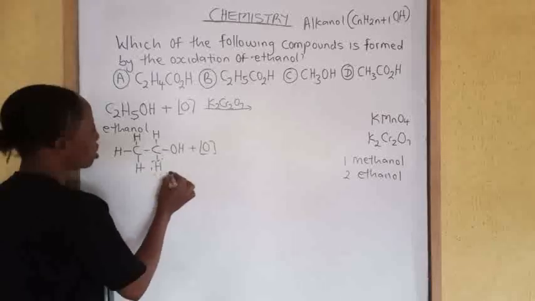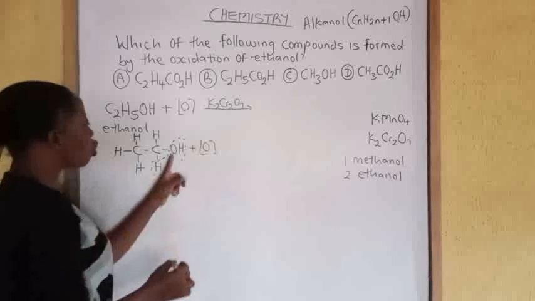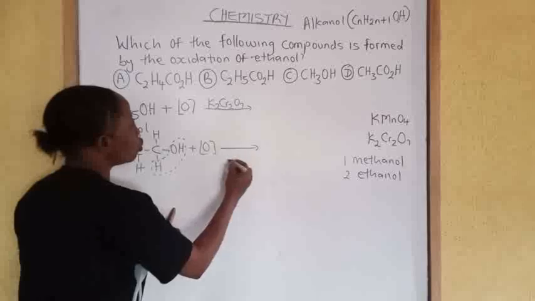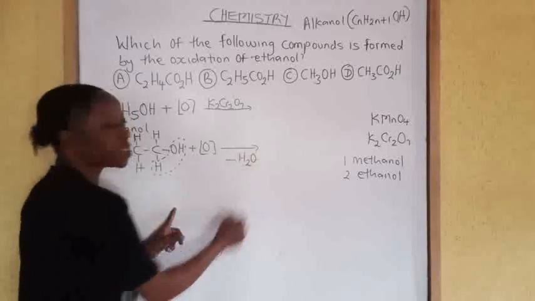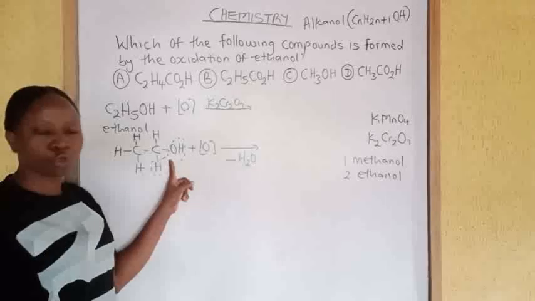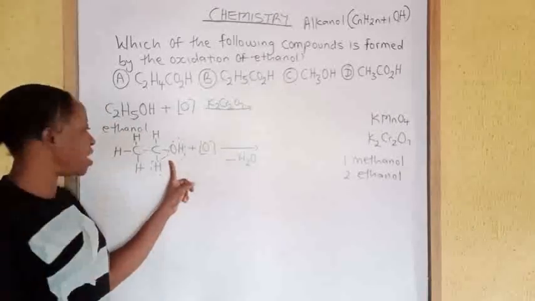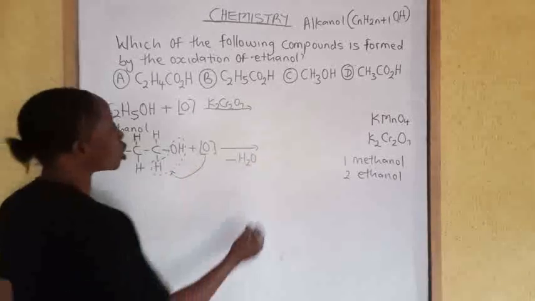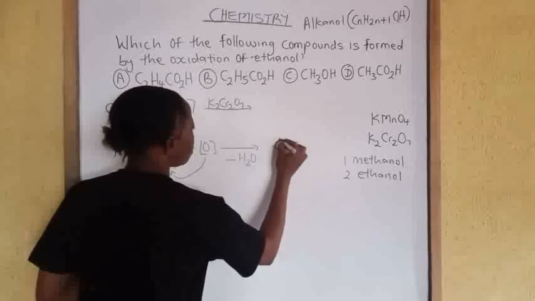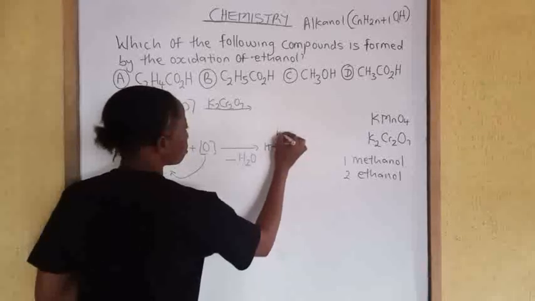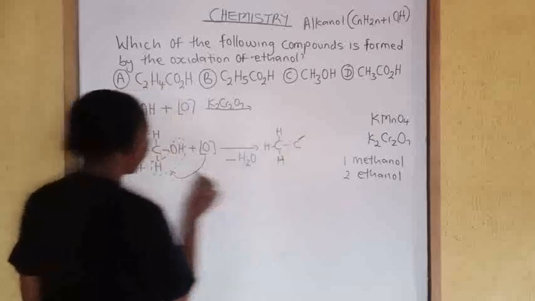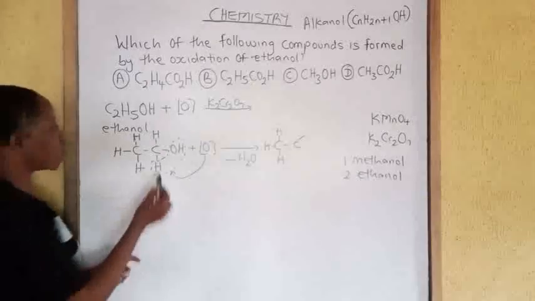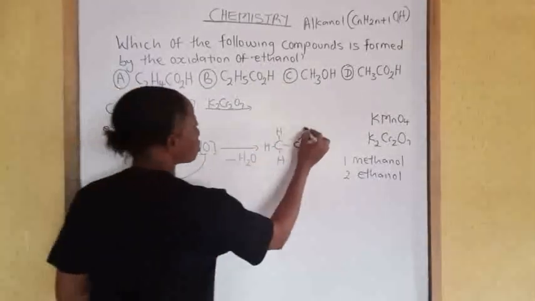Hydrogen with the hydroxy group will give you a water molecule. Hydrogen plus OH will give you H2O. So you minus one water molecule from this structure. You remove the water molecule, so one water molecule will be eliminated. Then you bring in oxygen. So our structure will now be, we are left with just one hydrogen here because we have removed one molecule of water.